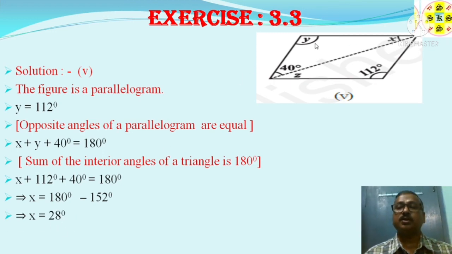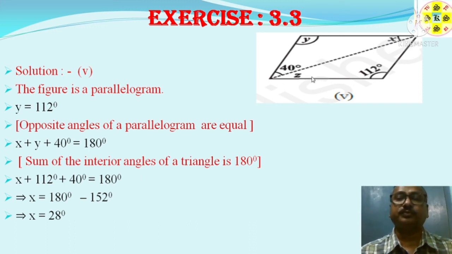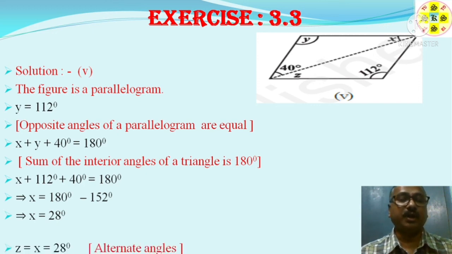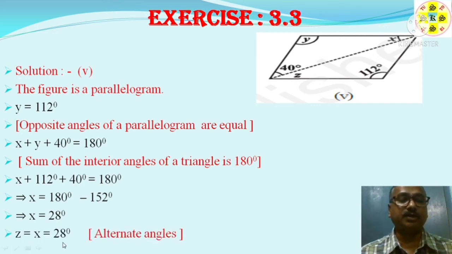x is 28, y is 112, now z. So let us find angle z. Now how can we find angle z? See, z equal to x equal to 28, alternate angles. Why alternate angle? This is parallel to this.